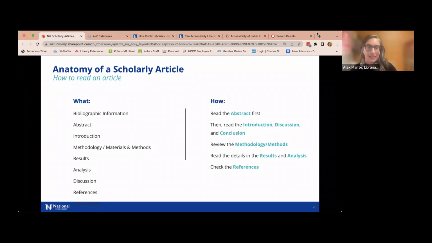The abstract is an absolute golden ticket when it comes to scholarly articles. It's essentially the summary of what the article is going to be about. So typically what you're going to get in there is a presentation of what the problem is, what the research inquiry is, a little bit about how they approached the problem.